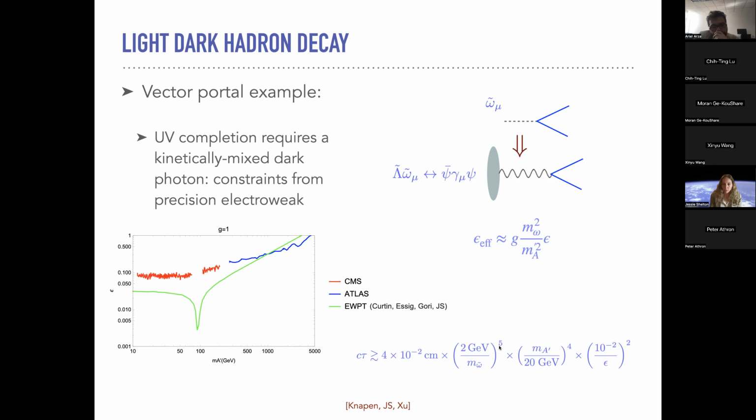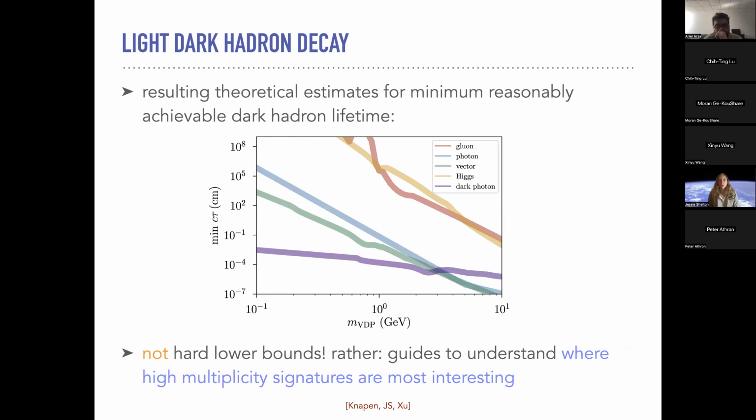Again, mass dependent. This is mass dependent also, but not as steeply as the vector portal. This kind of analysis we did for all of the portals that we considered, and it gave us the following theoretical estimates. And I stress, these are estimates for minimum reasonably achievable dark hadron lifetime. So this is what you're willing to do.